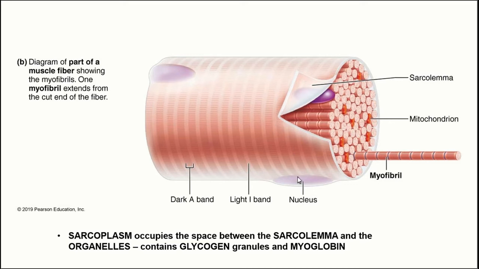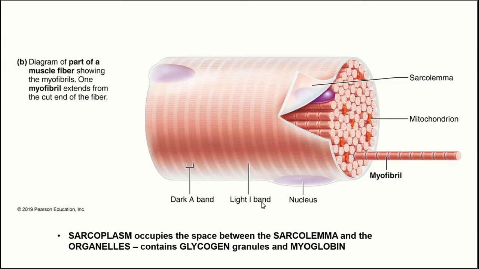Also within it, we see kind of the usual complement of organelles. We see the nuclei. Remember that skeletal muscles have multiple nuclei. They are multinucleate. And we also see an abundance of mitochondria in them. And we have to have an abundance of mitochondria in skeletal muscles because they require lots of ATP when they're active.